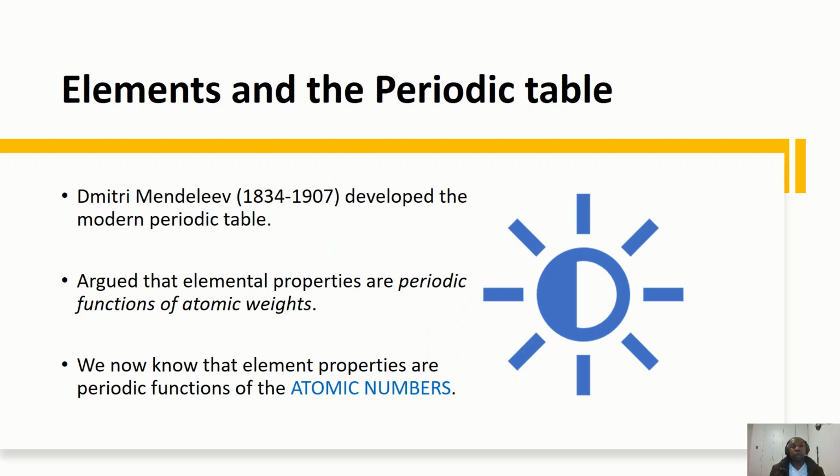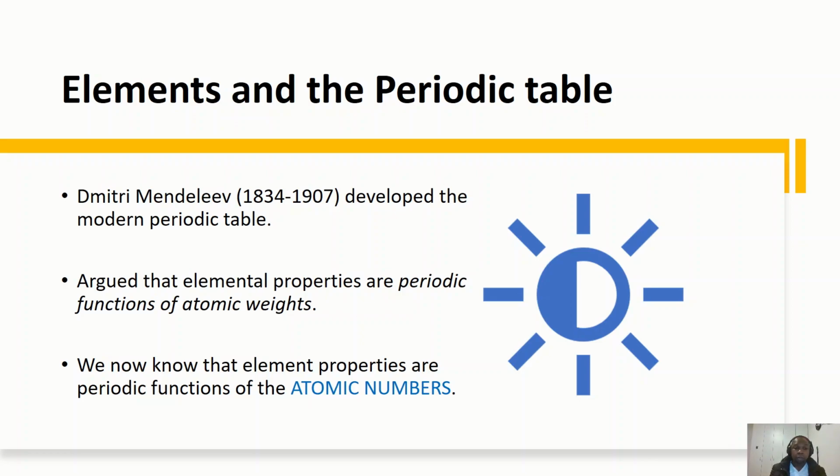So we move to elements and the periodic table. Elements and the periodic table. So the periodic table itself, the modern periodic table, was developed by a Russian scientist called Dmitry Mendeleev. So this man argued that elemental properties are periodic function of atomic weights.